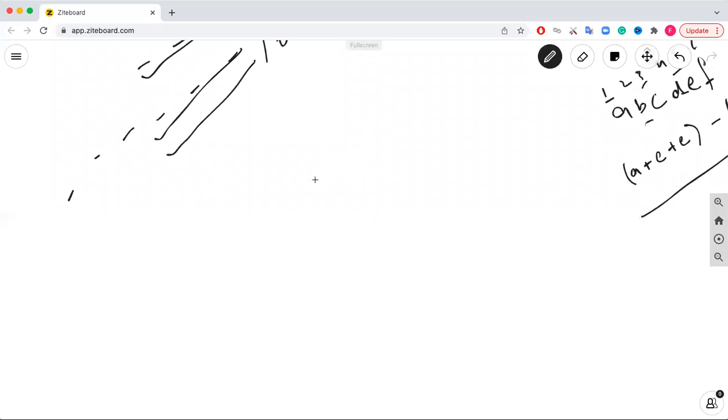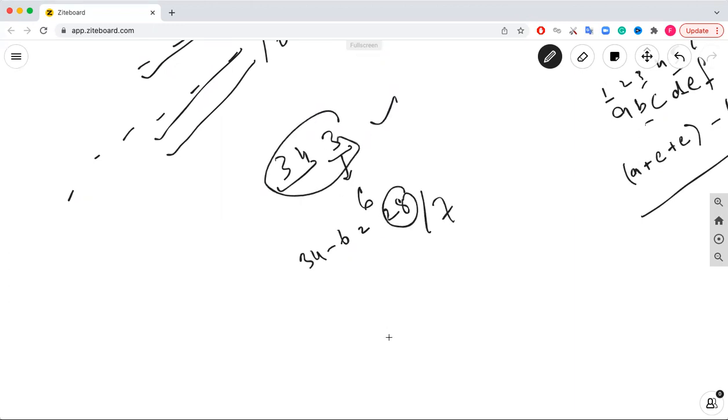343. Okay. The concept is just double the last number. This will become 6, and subtract from the earlier. 34 minus 6, result is 28, and 28 is divisible by 7. So this number is divisible by 7. The thing is, just double the last number and subtract from the rest of the number. If the result is 0 or a multiple of 7, the number is divisible by 7.